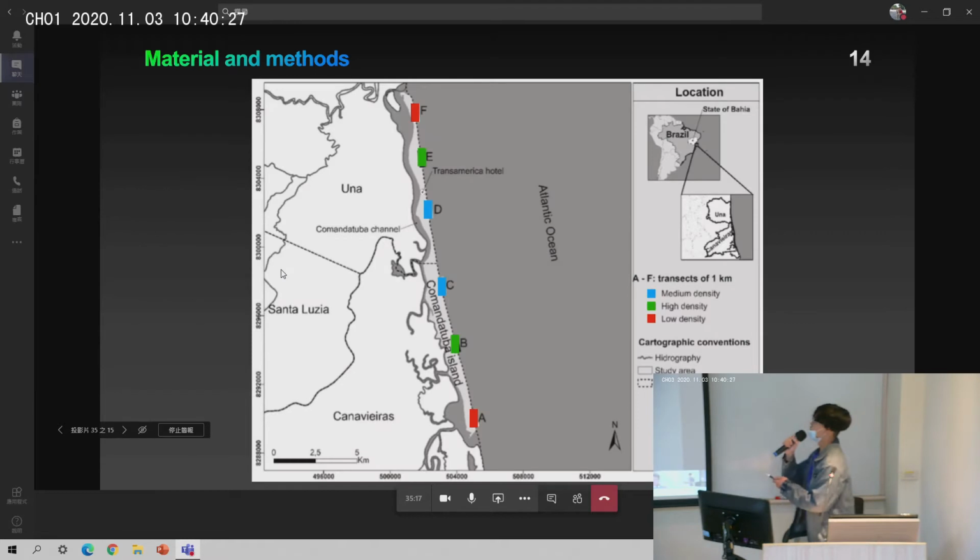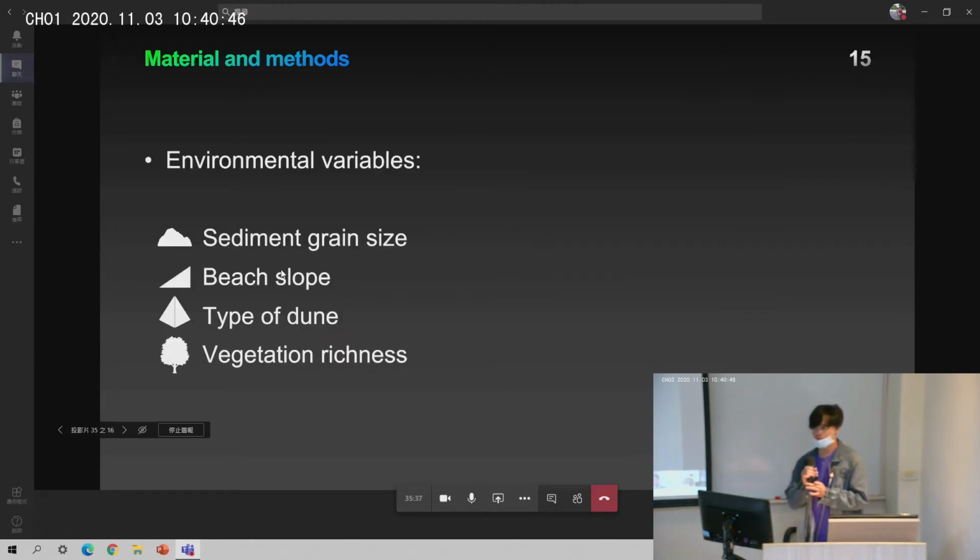And these are the 6 areas I mentioned. Area F and area A have a low density of nesting, area E and area B have a high density of nesting, and area D and area C have a medium density of nesting. For environmental variables, we have sediment grain size, beach slope, type of dune, and vegetation richness.